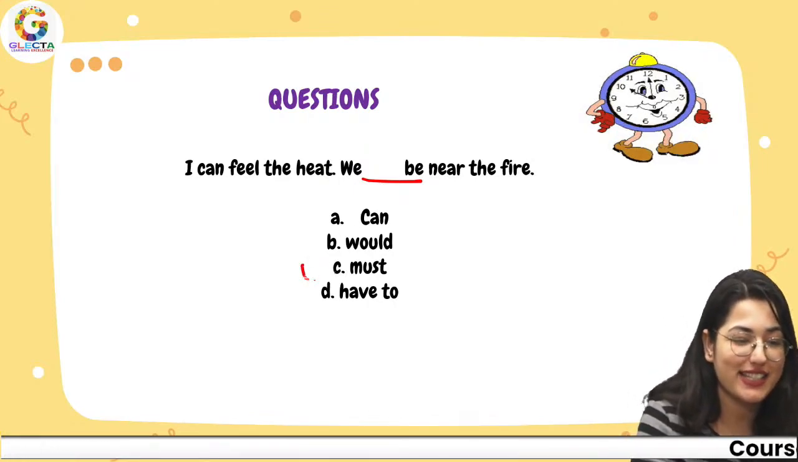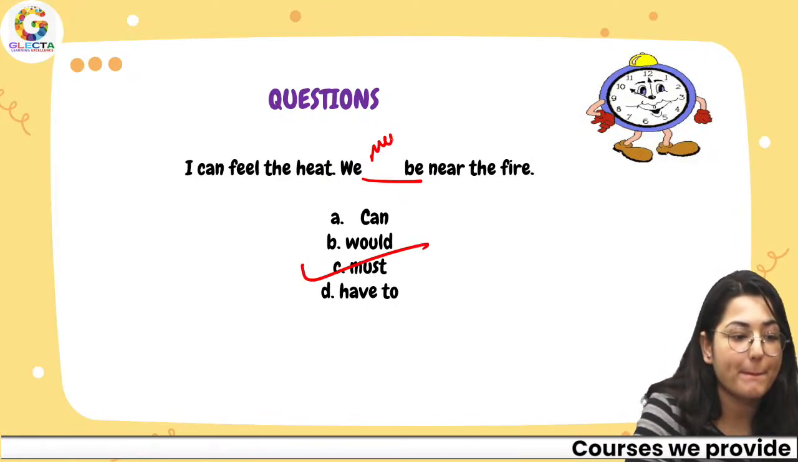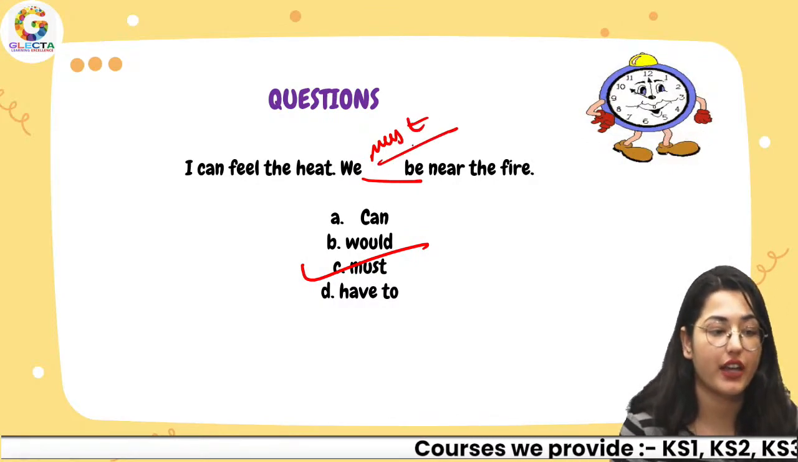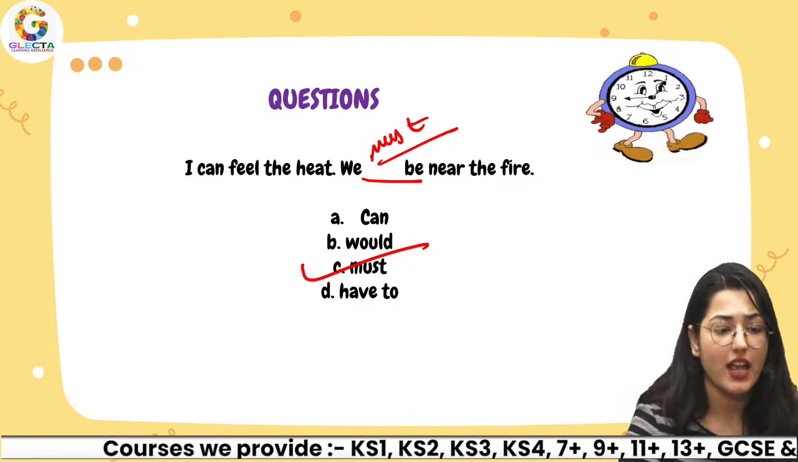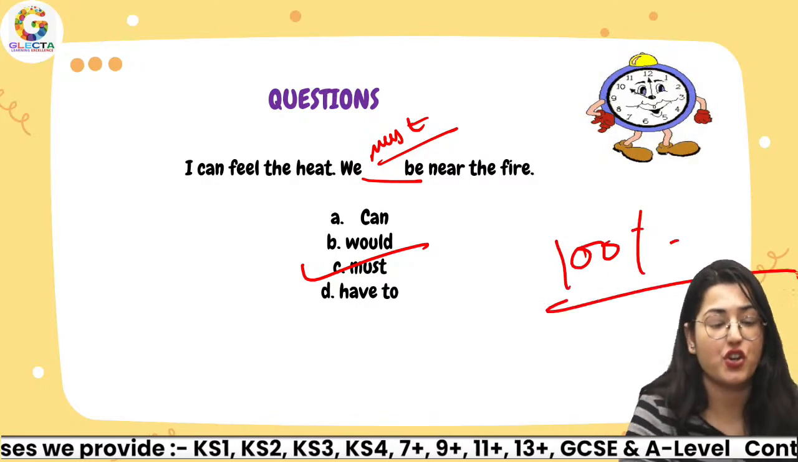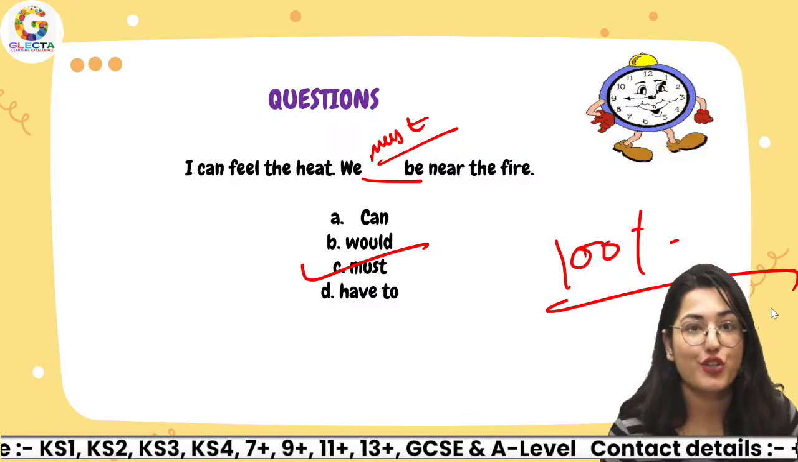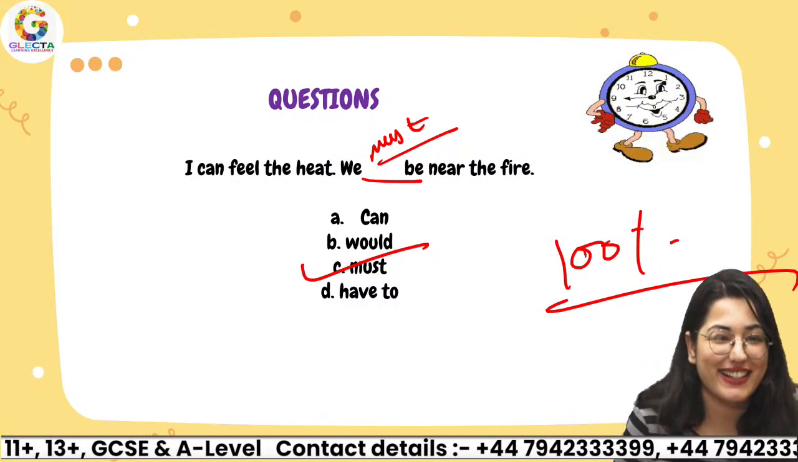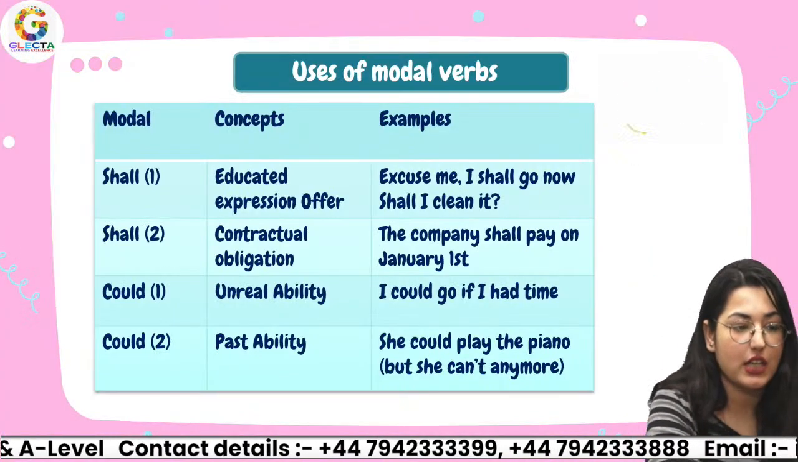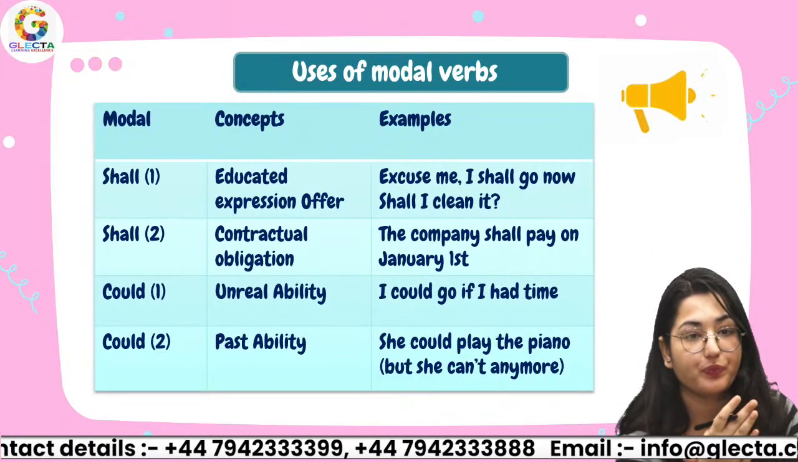Very good, students. Congratulations. Collectively, you all responded with the right answer. It is option C. We must be near the fire. Because, I can feel the heat. We must be near the fire. It means I am 100% sure that I am near the fire. So, see, with the help of the percentage, you got the right answer. Amazing.